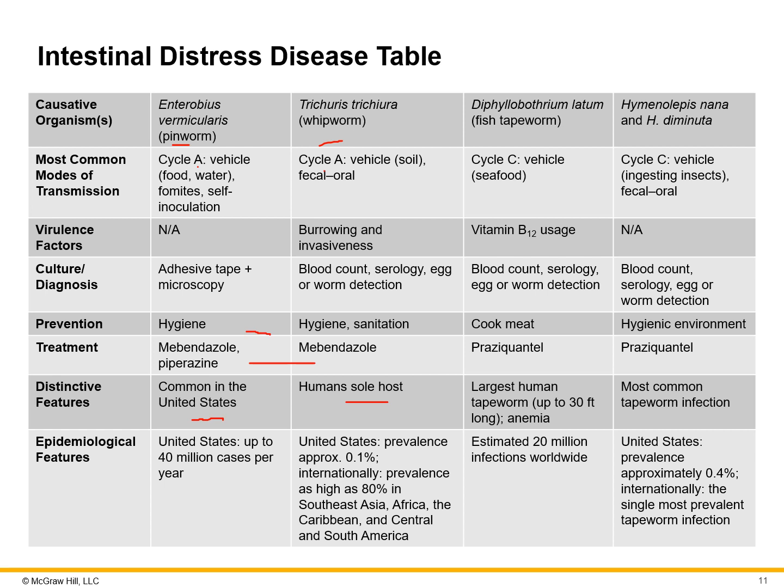Then we look at a couple with life cycle C, so the fish tapeworm, and then the small tapeworm, Hymenolepis. Wow, struggled with that one. The vehicle with the fish tapeworm is, of course, fish. They use up vitamin B12. So properly cooking meat, not eating raw seafood, that type of thing is very important. And then hygienic environments are important. Both of these can be treated with those anti-helminths.